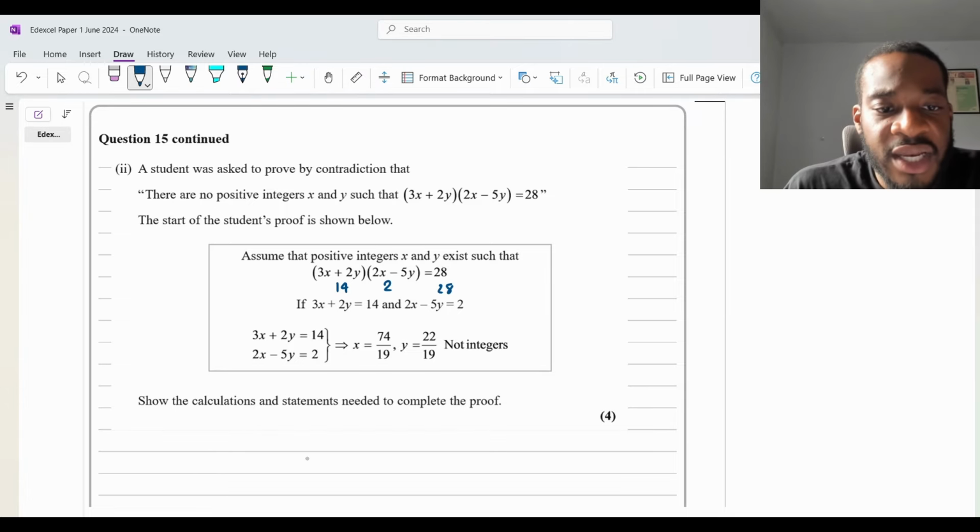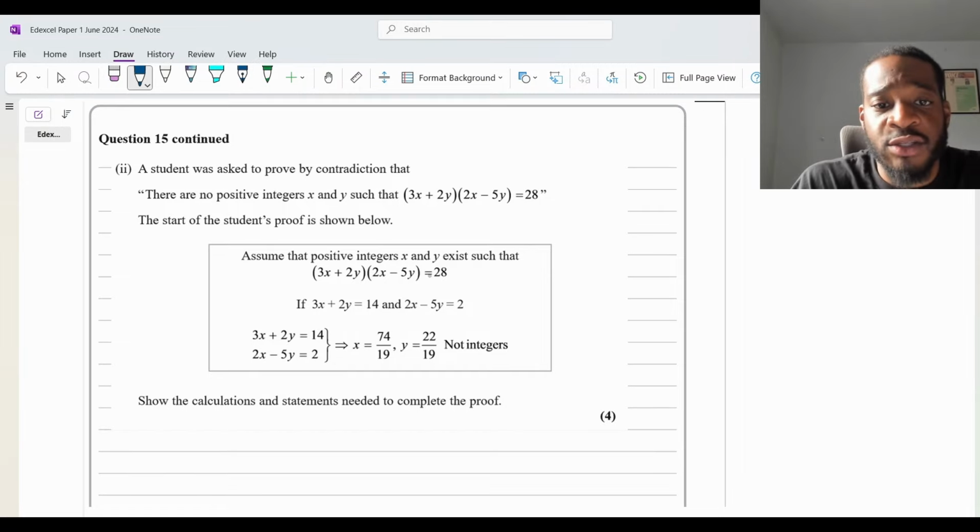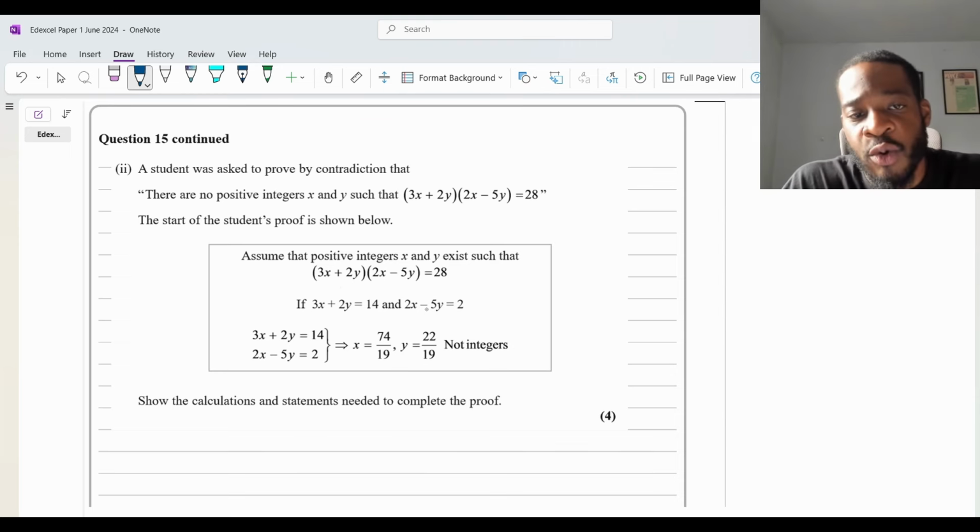The question says, show the calculations and statements needed to complete the proof. So we've started it. Remember, we're dealing with proof by contradiction. We assume the opposite, and then obviously we look for contradictions. So the start of this one is we've got a pair of factors of 28, 14 and 2. We've solved it simultaneously to figure out what x and y must be, right? But this is a contradiction because even though they're positive, they aren't integers, okay?